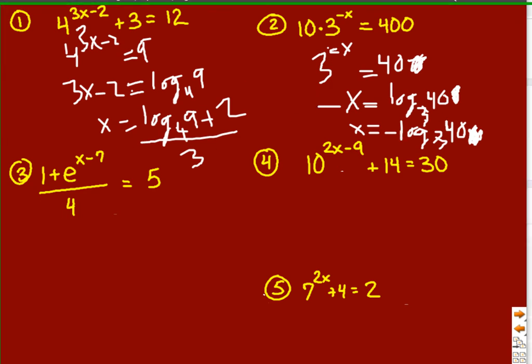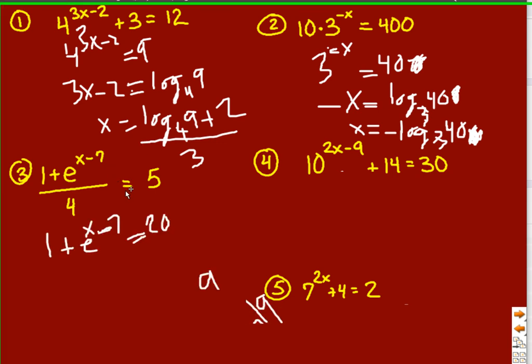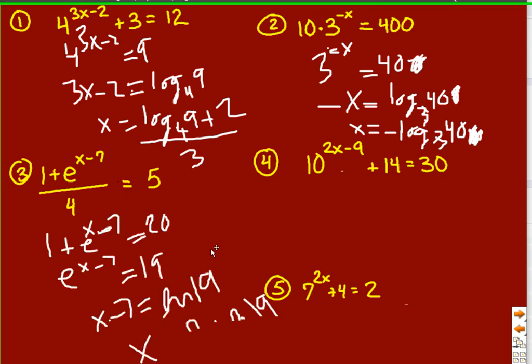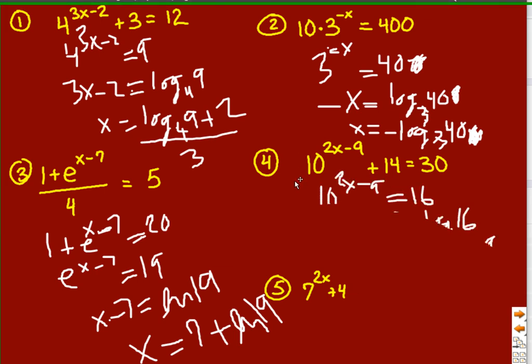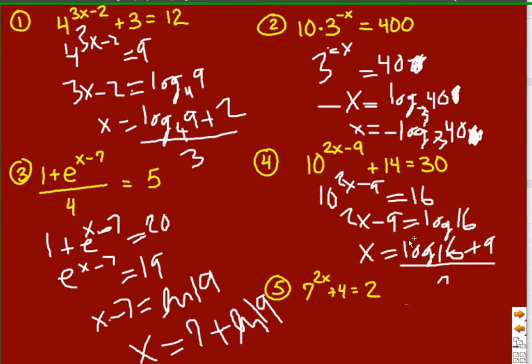In number 3, multiply by 4 first, subtract the 1, that gets your exponential by itself. Then you can take the ln, because it's e as your base, natural log of both sides, add 7 to finish the problem. Number 4, subtract the 14 first. And then this one, we take log of both sides. There is no base because it's assumed as log base 10, because we have 10 fingers on our hands.